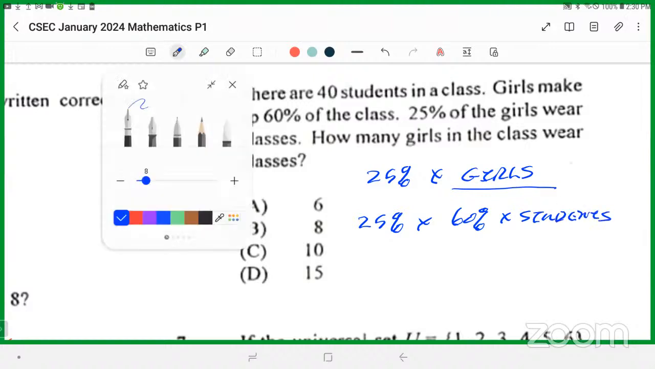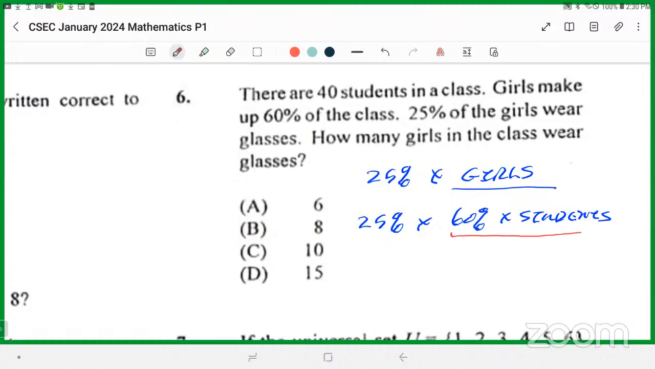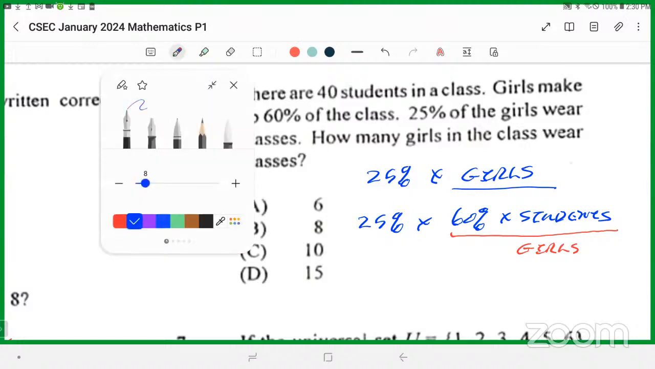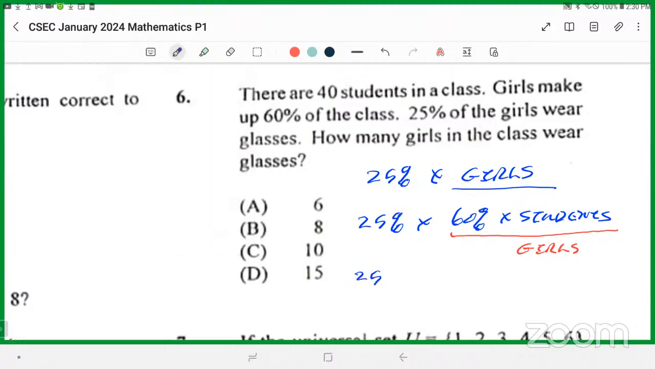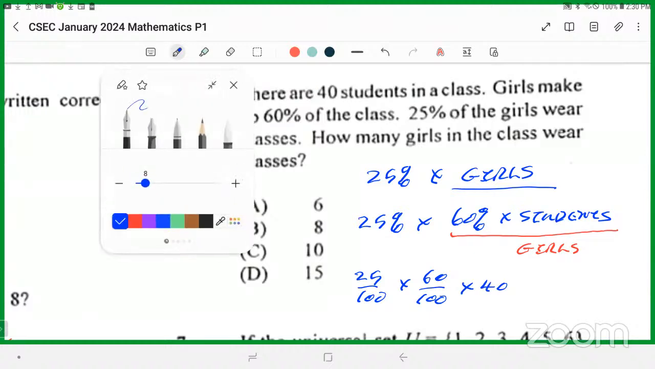So these are your girls. This is the number of girls. All right, so the calculation is going to become 25 over 100, that is 25%, times 60 over 100, that's 60%, times the 40 students that we have. Basically, that's the calculation you're doing. You just need to break this down or cancel it down.